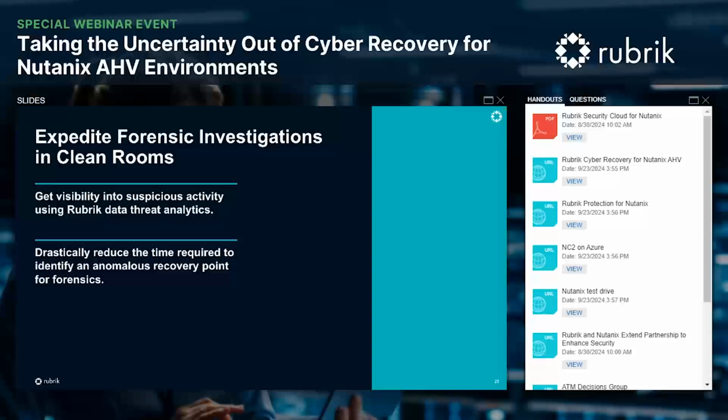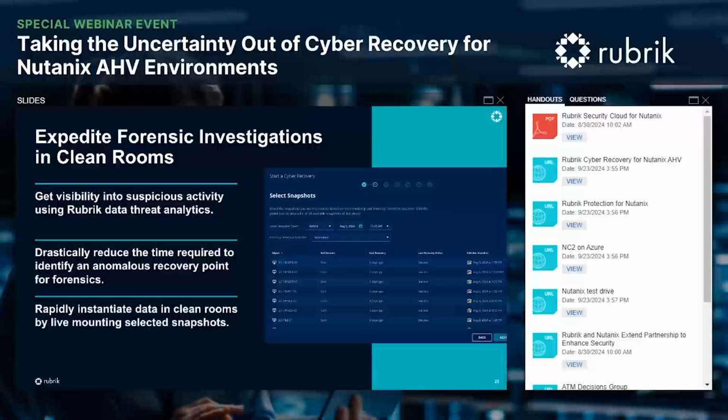time sifting through data. Once identified, Rubrik allows you to rapidly instantiate data in clean rooms by live mounting selected snapshots, all in an isolated, out-of-band environment. This means your security teams can easily conduct cyber readiness tests or more intrusive exercises like penetration tests or vulnerability remediation without impacting your production systems. You can even clone known bad snapshots, which have been flagged and quarantined by Rubrik Anomaly Detection and Threat Containment for deeper testing and assessments.